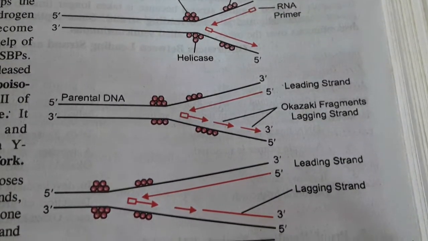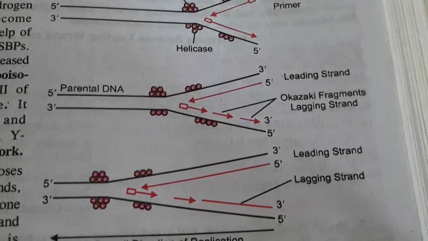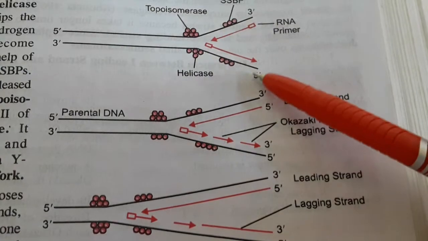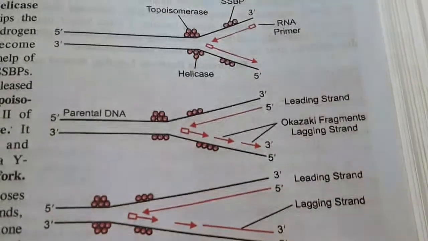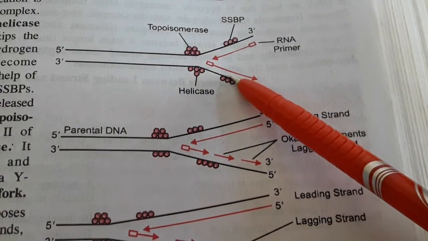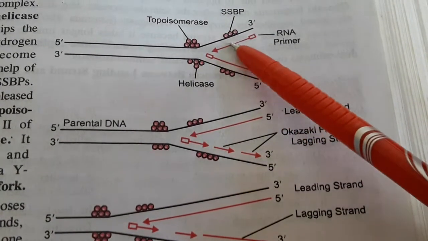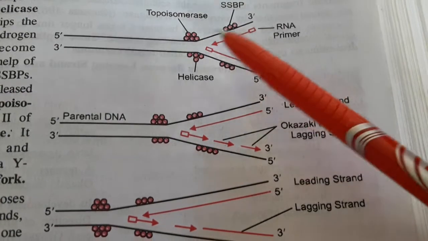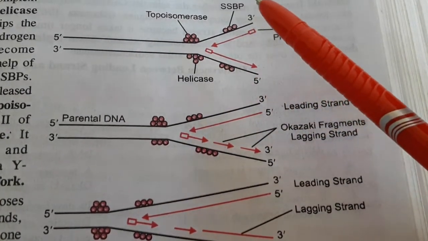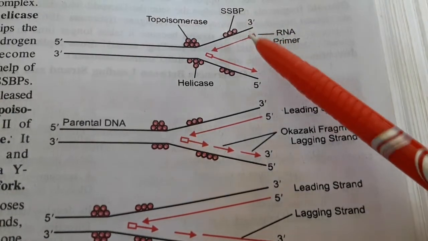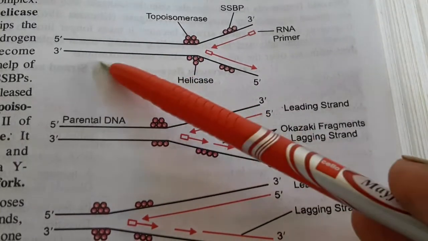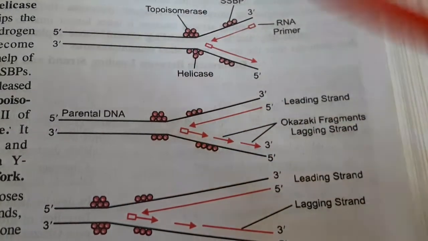Then the third point is the exposure of the parent DNA strand. This parent DNA strand has to be exposed in order to be acted on by the enzymes. First of all, unwinding takes place. That means with the help of the enzyme helicase, the hydrogen bonds are broken and the helix is opened. Then with the help of the enzyme topoisomerase, the DNA is cut, because if unwinding starts, supercoiling will take place in this portion.